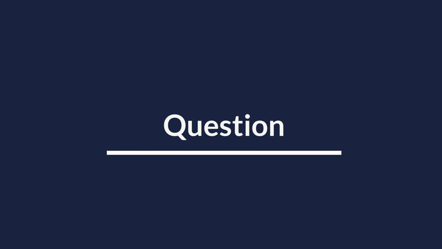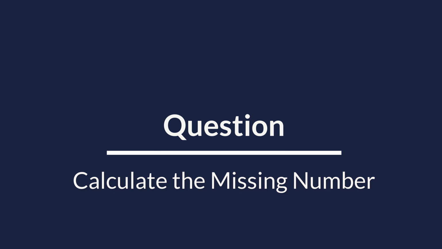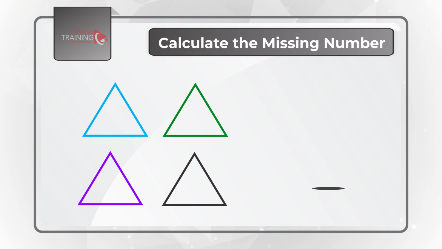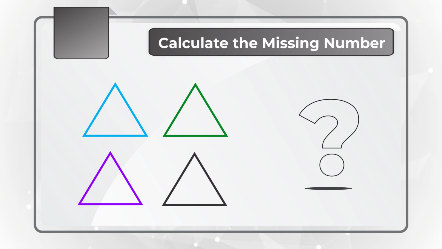Here's the famous 4-triangle question you regularly observe in the test. You need to calculate the missing number, which is represented by the question mark. And you're presented with 4 different triangles. Each triangle is of a different color.